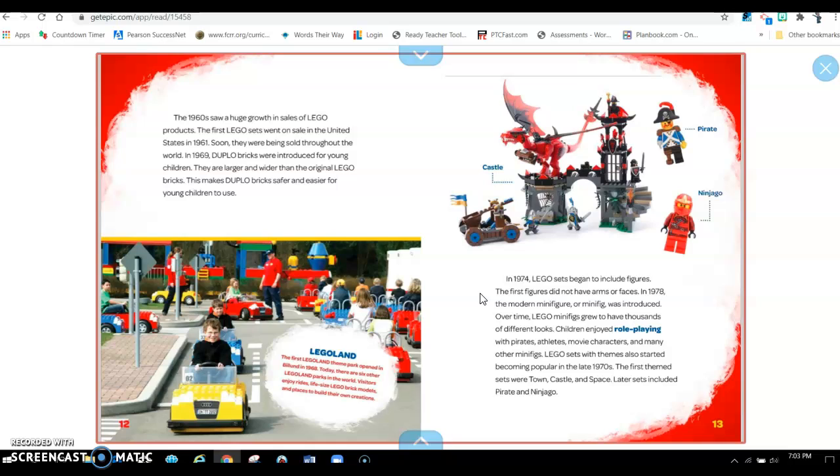This makes Duplo bricks safer and easier for young children to use.